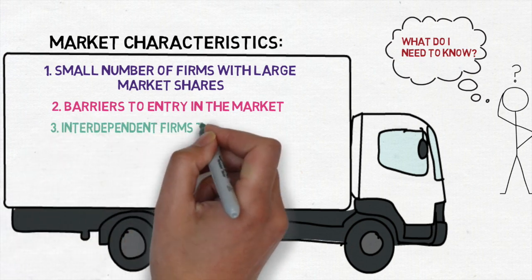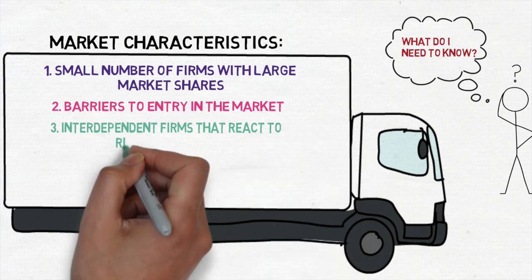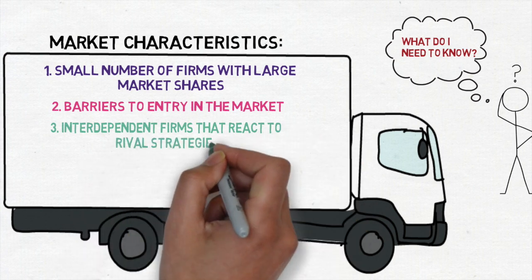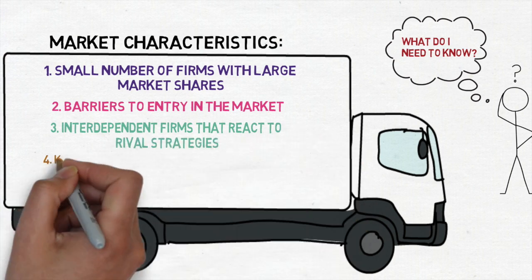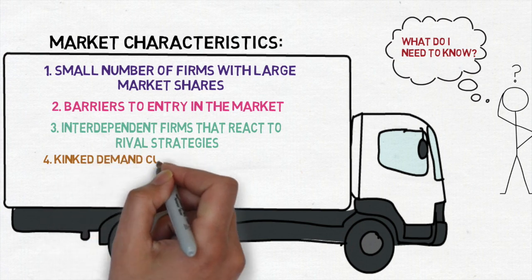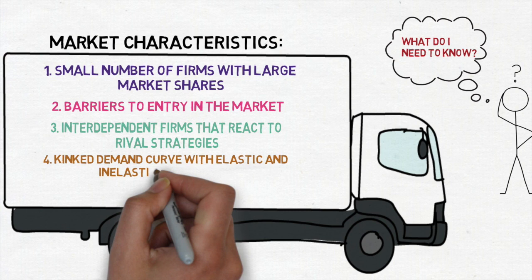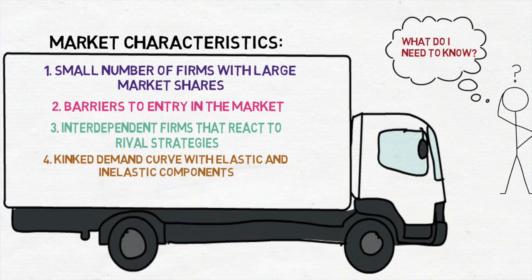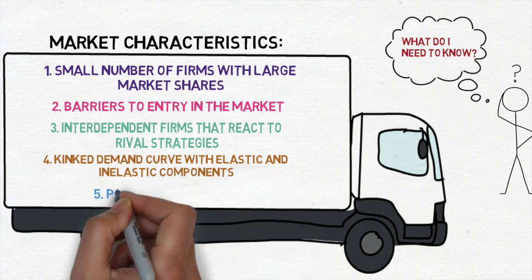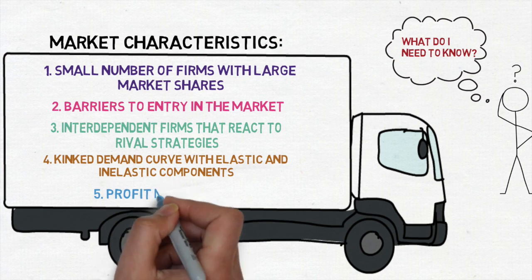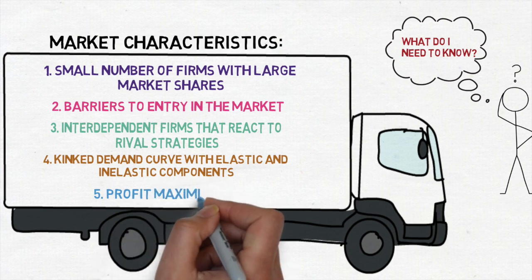Because there are a small number of firms, each individual one is independent and they react to the strategies and price changes of other firms. Also, because they interact with one another, it causes a kinked demand curve where a part of the demand curve is elastic and the other part is inelastic. And finally, we assume that firms here are profit maximizers.